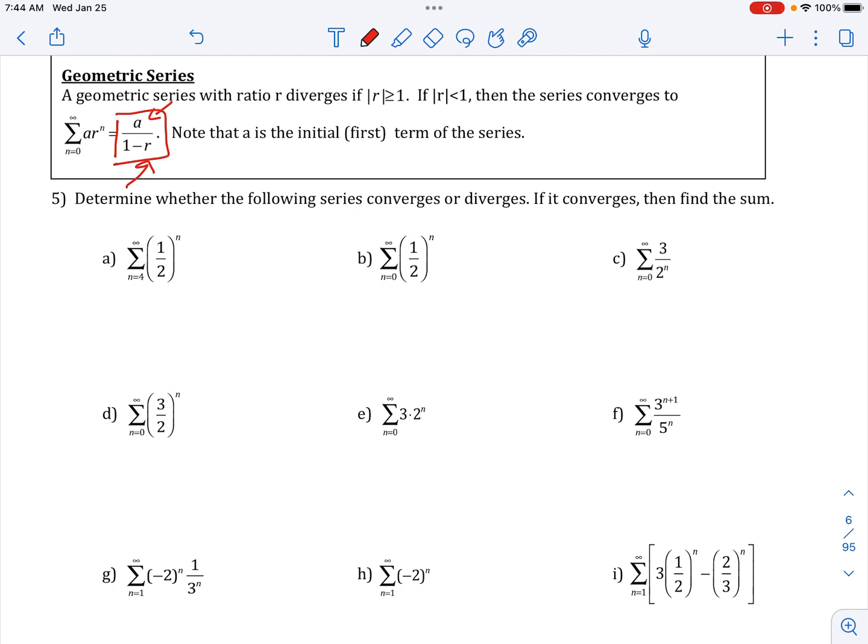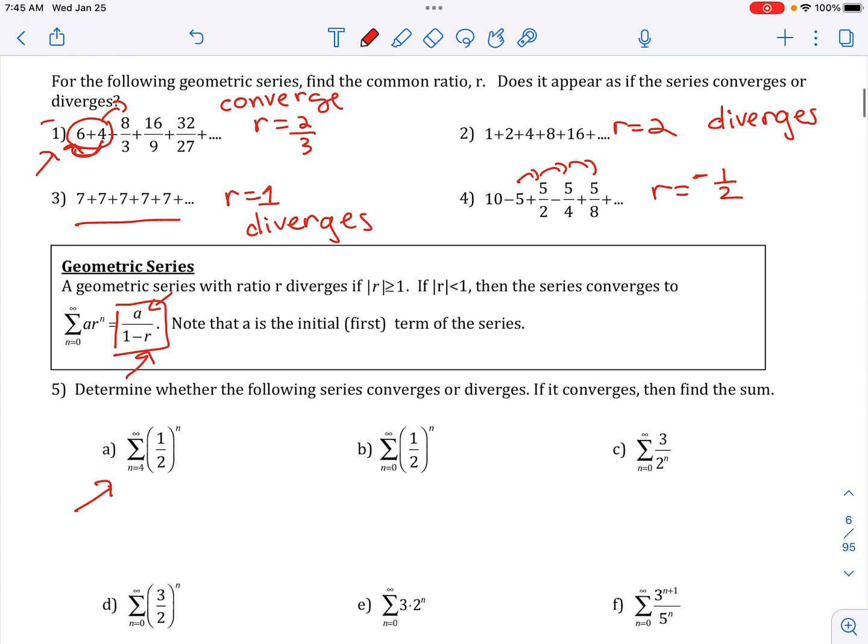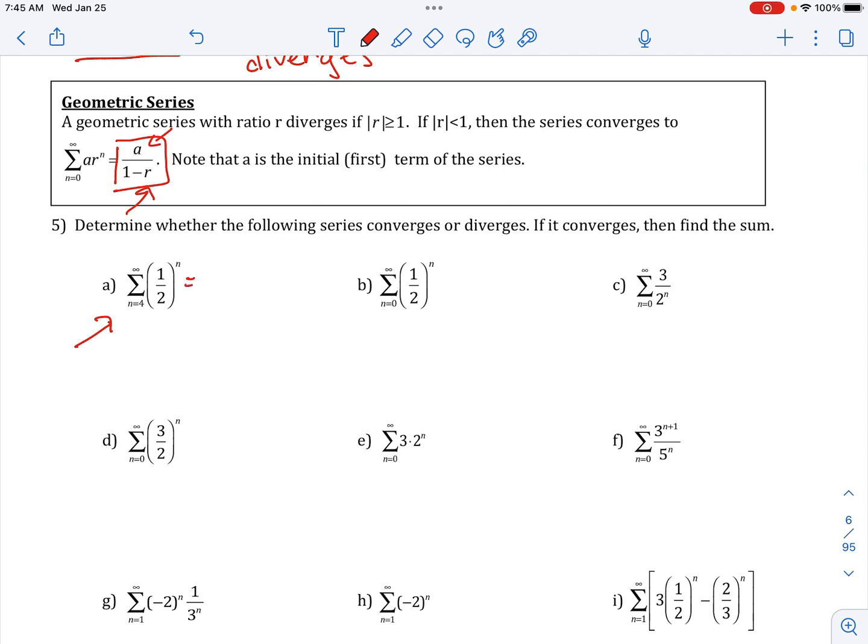Notice these problems here on the bottom are written in sigma notation instead of up here, which is that expanded notation. Now, if you want to write it out in expanded notation, you can. We can just go ahead and plug in the counter and see what we get. Notice here the counter starts at 4, so your first term would be 1/2 to the 4th, and then the next one is 1/2 to the 5th, etc. Okay? So you are multiplying by 1/2 every time, so that's my common ratio. So we know that it's going to converge.